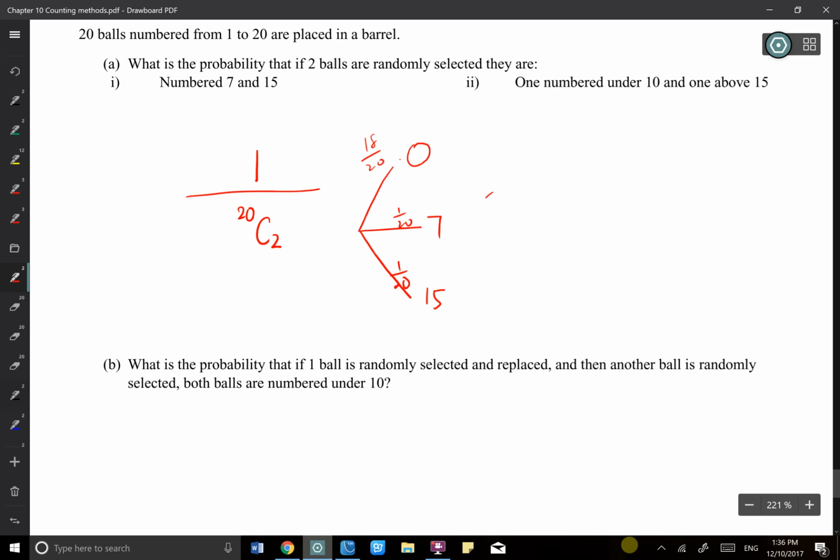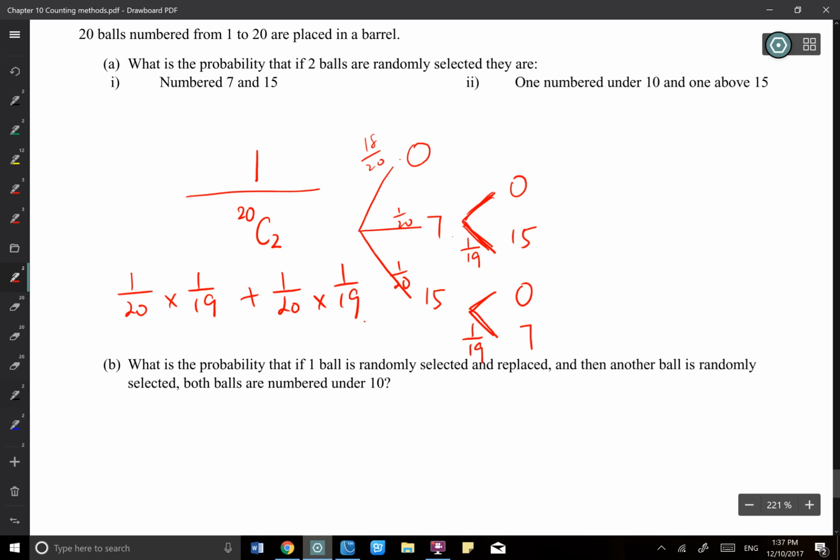After you grab a 7, what you can keep thinking about is you get others or 15. So the probability you get 15 is 1 on 19. And then if you get a 15 first, you can get others or 7. The probability you get a 7 is 1 on 19 as well. So it's 1 on 20 times 1 on 19, plus that 1 on 20 times 1 on 19. It's 2 lots of that.